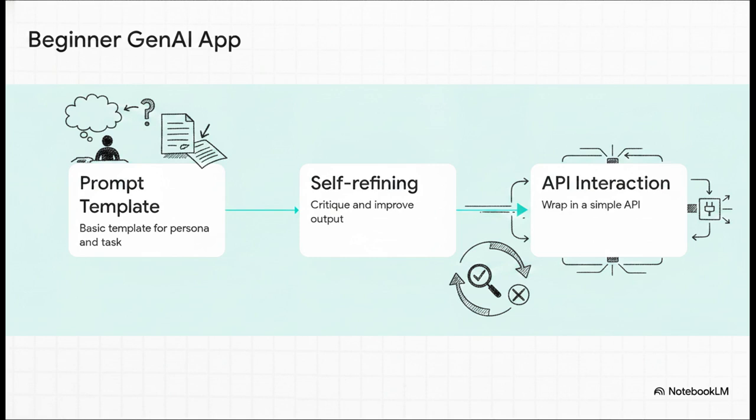Seriously, don't jump straight to autonomous agents. Start with a basic prompt template that clearly defines your intern's persona and task. Then implement a self-refining loop. Just ask the AI to critique its own output by saying something like, "Suggest 3 improvements to this code." Finally, wrap that in a simple API interaction. You'll honestly be amazed at what just good prompting can pull off.